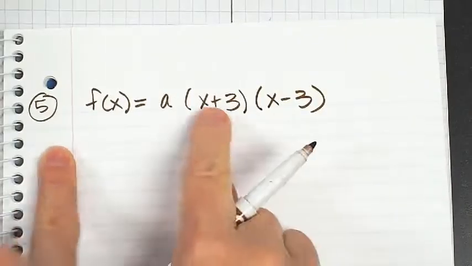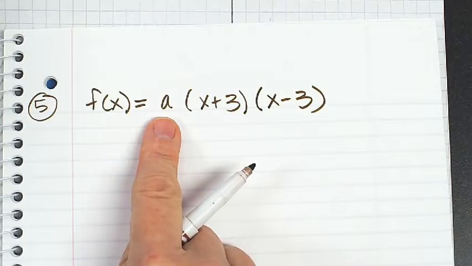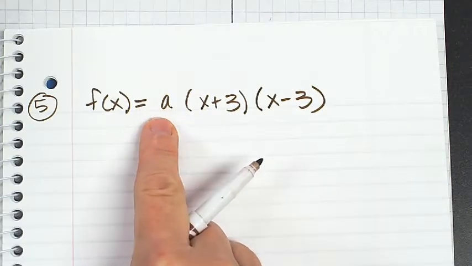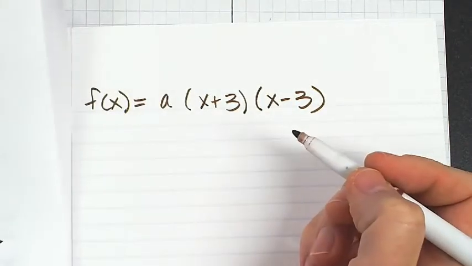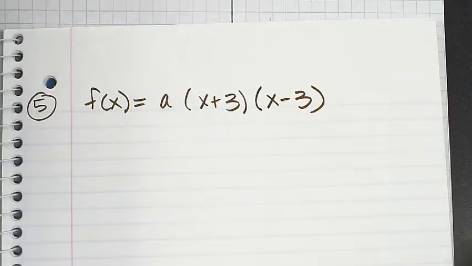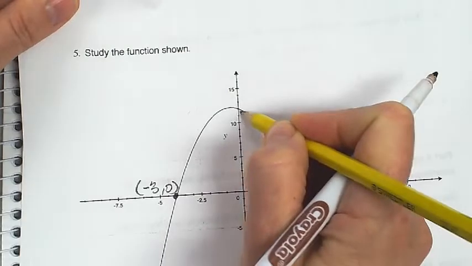Number 5, you do have an additional step. So here we actually have a leading coefficient that is not 1 on this particular graph. So I'm actually not going to multiply these out just to save a little time. I'm going to figure out what this is.